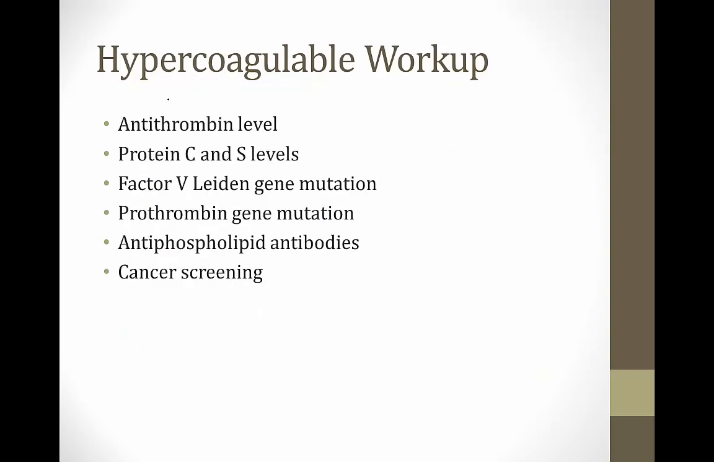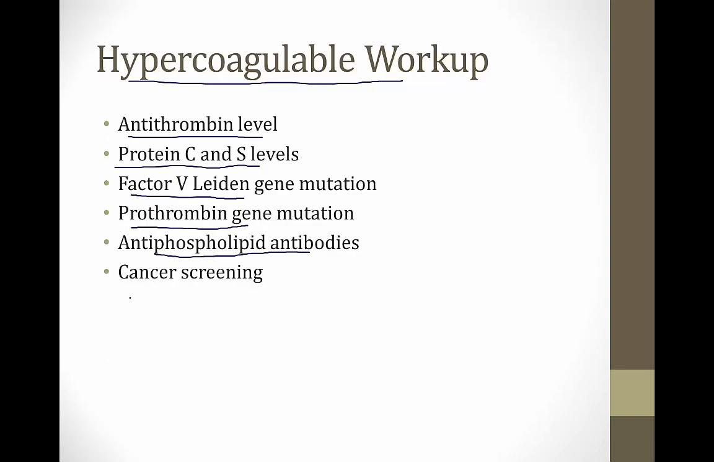So now that we've gone through this module, you can understand all the tests that are part of the hypercoagulable workup. This includes measurement of an antithrombin level, measurement of protein C and S levels, tests for the factor V Leiden gene mutation and the prothrombin gene mutation, also tests for antiphospholipid antibodies, and sometimes age-appropriate cancer screening. And that concludes our module on hypercoagulable states.